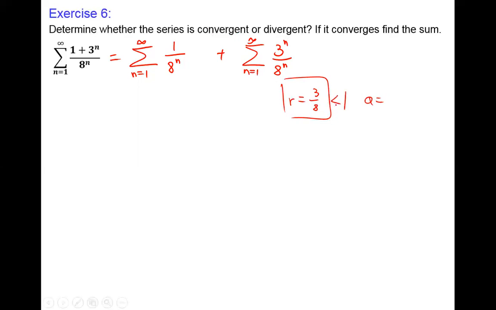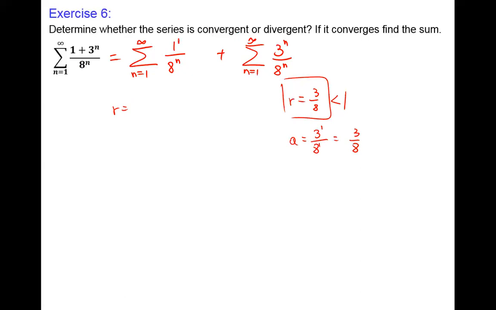The infinite series is convergent. That means in order to get the sum, I will need the first term, and the first term is defined for n equals 1. That means I'm substituting 1 instead of n, and I will have 3 to the power of 1 over 8 to the power of 1, which actually is the same quantity as the common ratio. Just a coincidence.